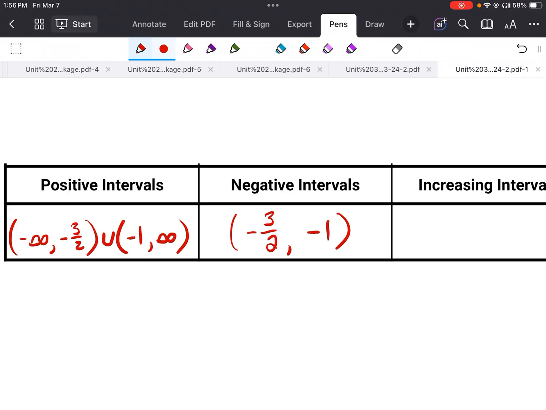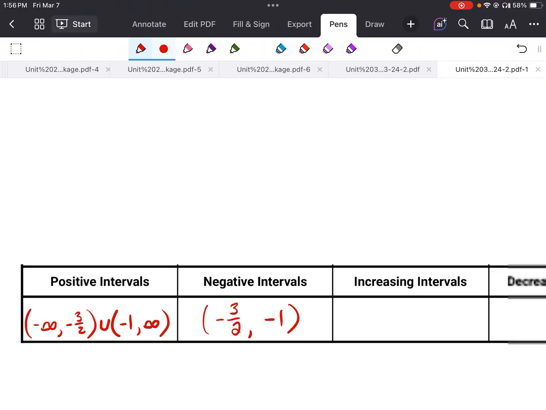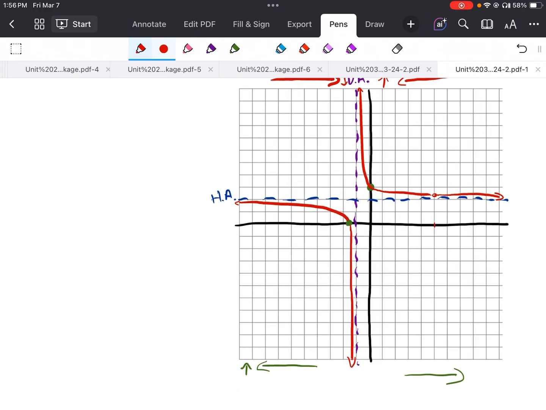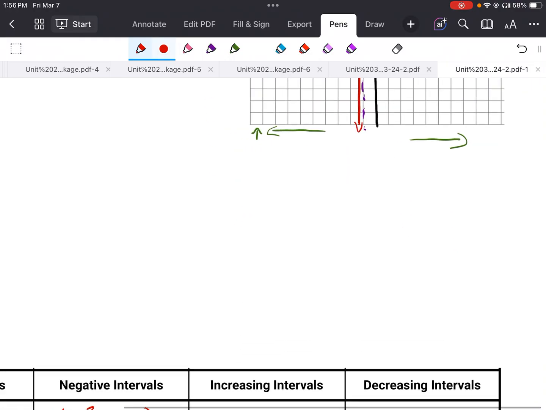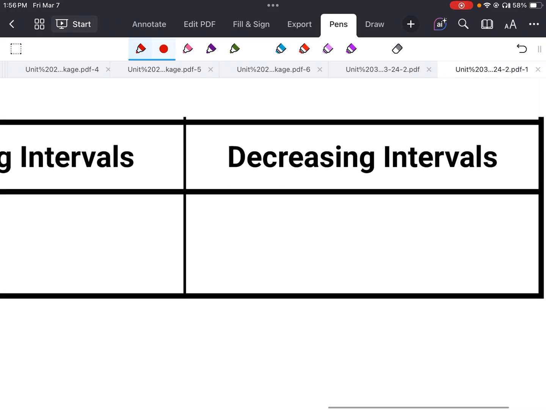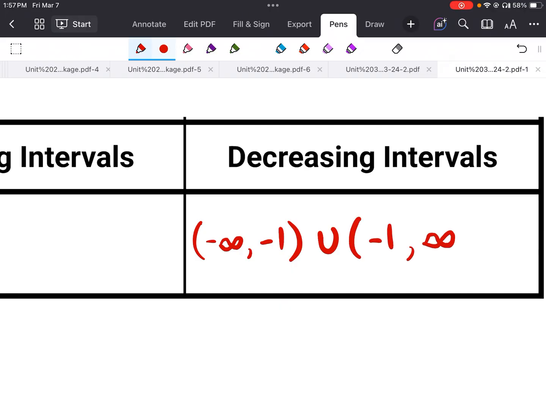Okay, if we look at the two lines on our graph in red, both to the left of the vertical asymptote and to the right of the vertical asymptote are going down to the right as we move right. So there are no increasing intervals. Okay, and then decreasing, so it's decreasing from negative infinity to negative 1, and from negative 1 to positive infinity. Okay, we don't have to worry about writing the hole in there.